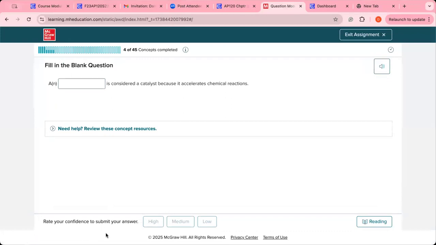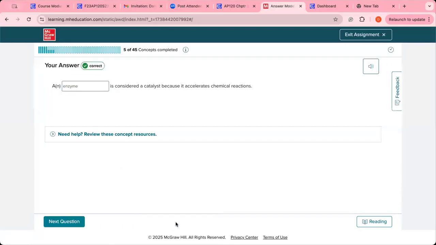A blank is considered a catalyst. Okay, what do we call it? The thing that accelerates chemical reactions. Would it be synthesis? That's putting it together. What do we call the protein that accelerates? It's an enzyme. An enzyme is considered a catalyst because it accelerates chemical reactions. An enzyme. That's right. Yes.